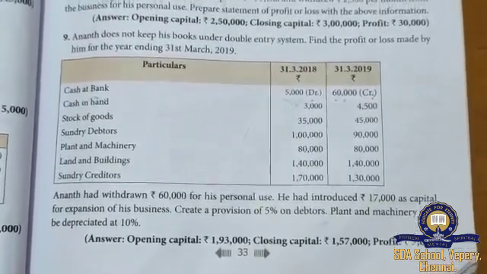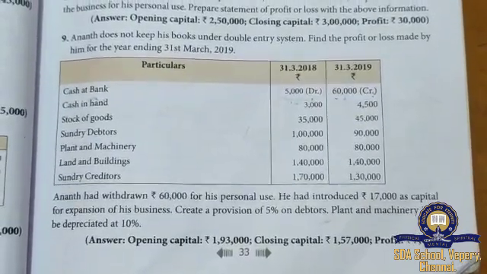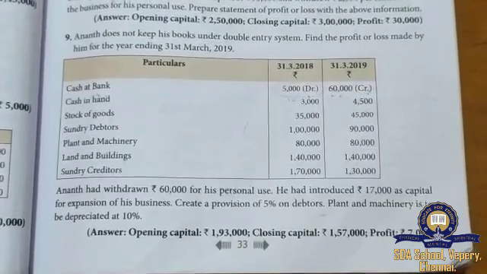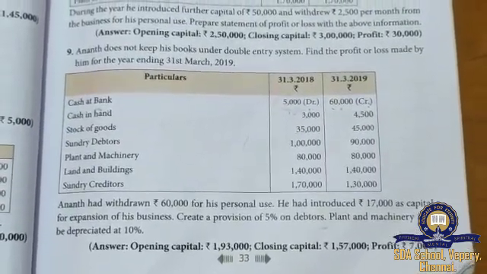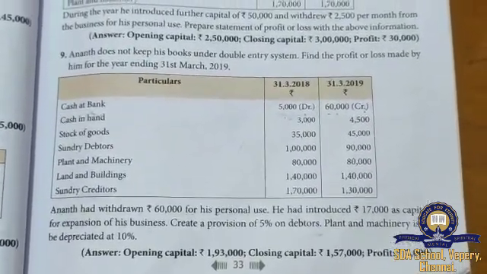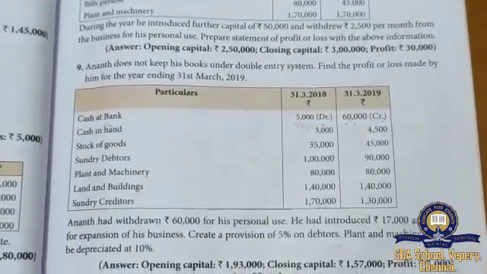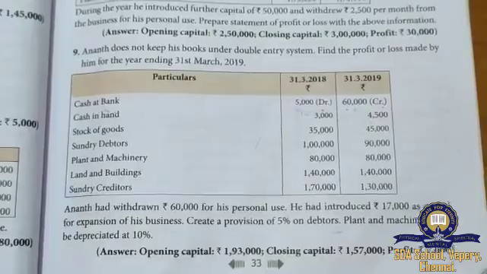So additional information: Anand withdrew rupees 60,000 for his personal use. He introduced rupees 17,000 as capital for expansion of his business. Create a provision of 5% on debtors. Plant and machinery is to be depreciated at 10%. So like illustration 9, you have to do it as homework.